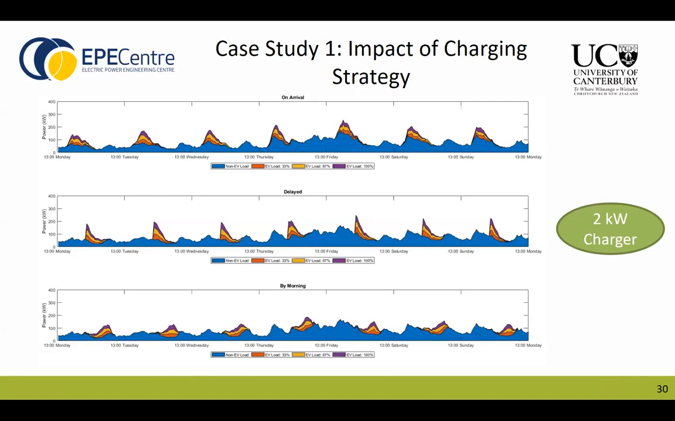Diversity is maintained with the by-morning strategy due to variation in departure times the following day, but also variations in the arrival state of charge. So we don't see that sudden step with the by-morning strategy.